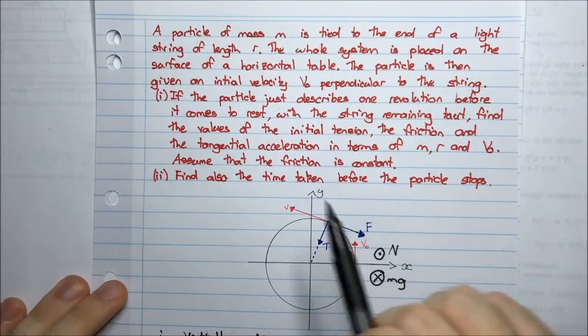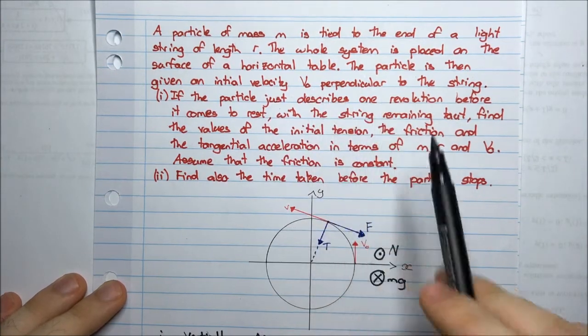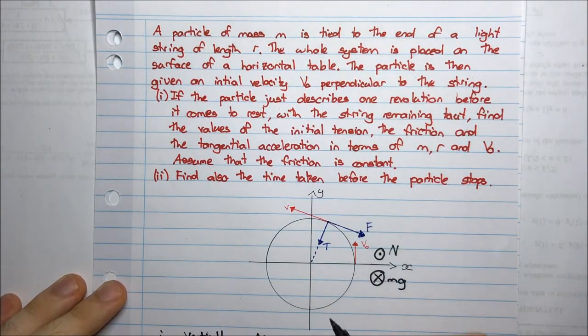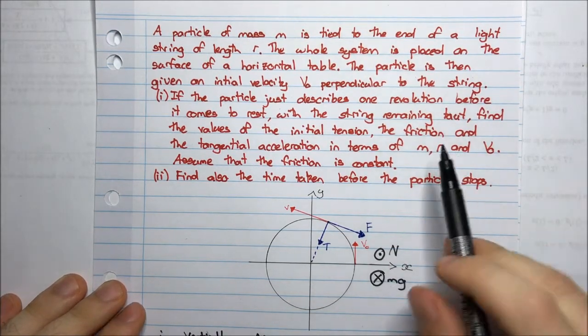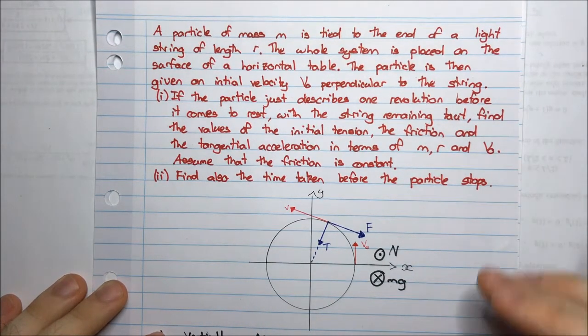So what were we told? We were told that we're given an initial velocity v0 perpendicular to the string. Clearly the string is our radius because we're traveling in a circle, and we're told that it remains taut, which just means it remains stiff and doesn't bend or anything.